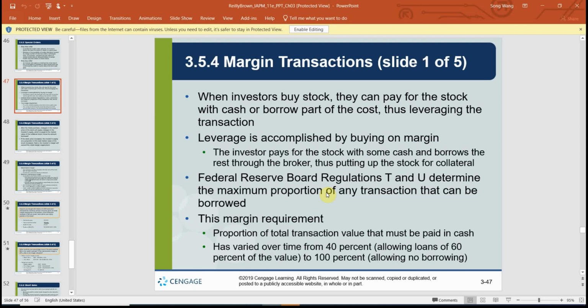So the margin requirement basically is how much money of your own must be paid before you can borrow. So with a 40% margin requirement, that means you need to put in cash as 40% of the position, or 40% of your position needs to be your own equity, and the remaining 60% can be borrowed. If the margin requirement is 100%, that means no borrowing is allowed. So 100% of the money has to come from your own pocket.